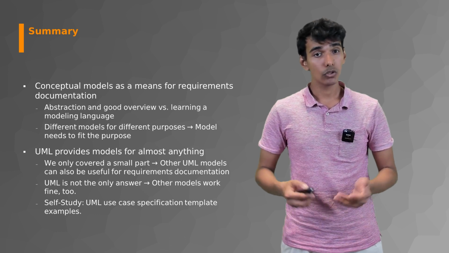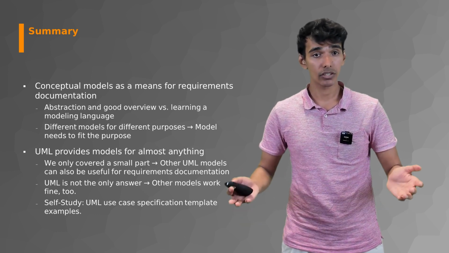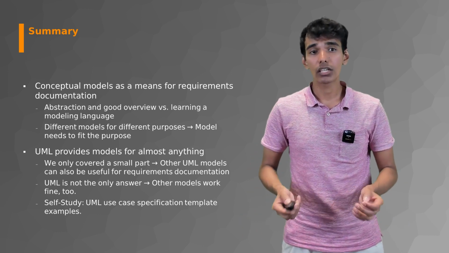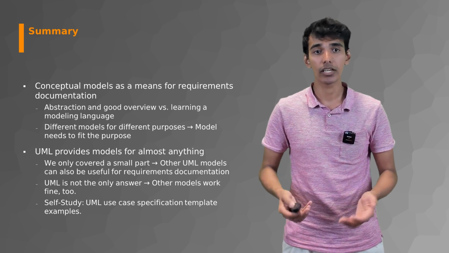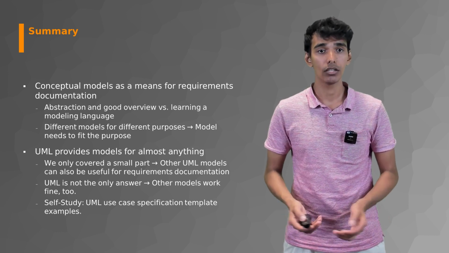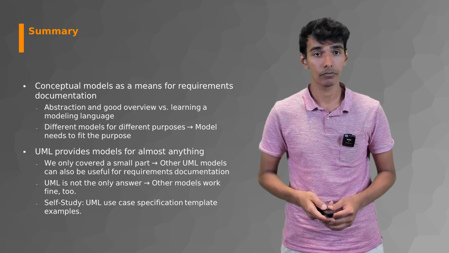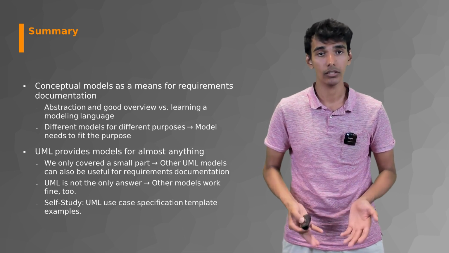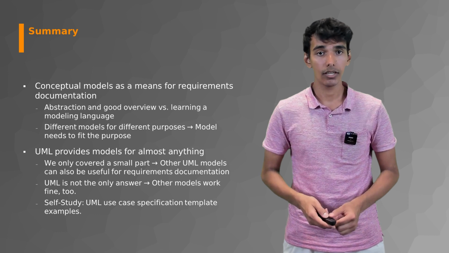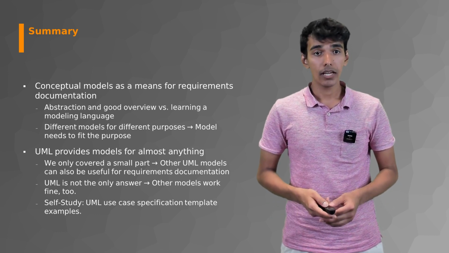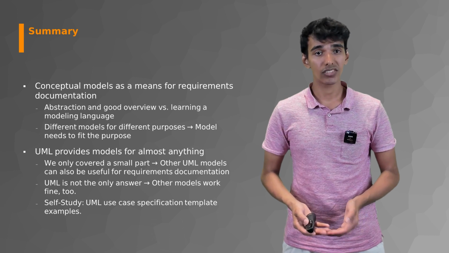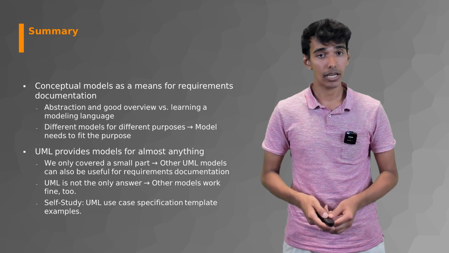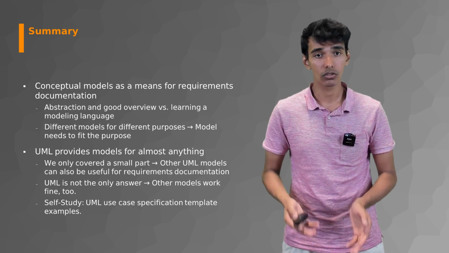As an example, UML can provide a large variety of different models that we have looked at examples for to model pretty much anything. And we only covered a small part of UML. There are many, many other types of UML models that can be useful for requirements documentation that we haven't covered here. And furthermore, UML is not the only answer. You don't have to always stick to UML to model your requirements documentation. Other models are also okay. As a self-study for you, we also have some examples for UML use case specification templates, which we haven't described during the lecture as examples. These can also be relevant for the examination.